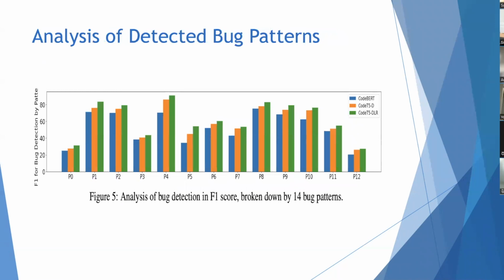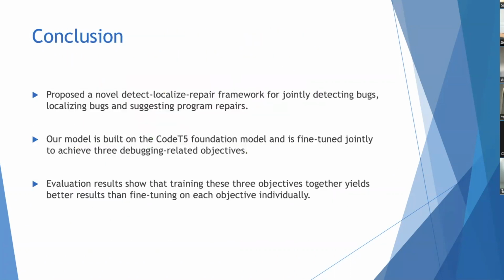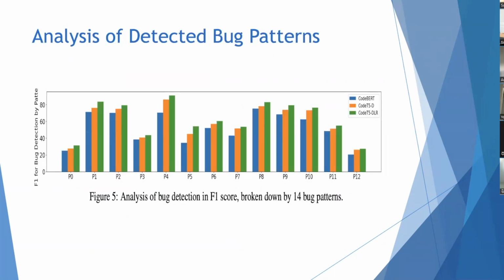So this figure shows the analysis of the bug detection using the F1 score, which was broken down by 14 bug patterns, which I showed in the previous slides. Here also we can see that the CodeT5 DLR was able to localize more bug patterns than CodeBird or the CodeT5 detection model only.